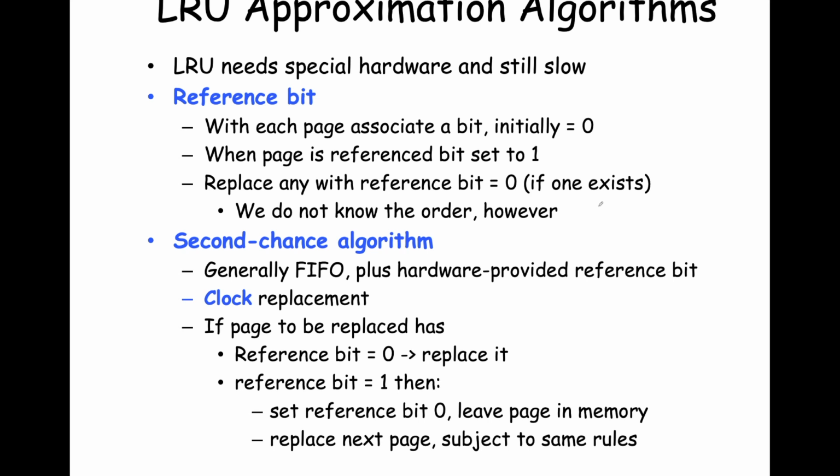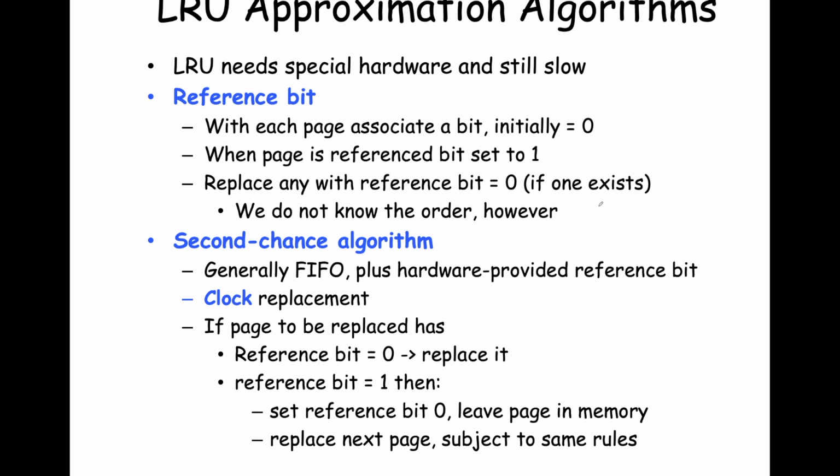Generally, it looks like a FIFO page replacement approach, but you have hardware provided for a reference bit, and then there's also something called clock replacement. Now, with this clock replacement, sometimes it's called second chance. This second chance clock replacement acts like FIFO, but if a page needs to be replaced and its reference bit is 0, it goes ahead and replaces it. But if its reference bit is 1, meaning that the page was recently referenced, then it sets it to 0, leaves it alone, gives it a second chance, and goes to the next page in the queue, in FIFO order, to replace it.